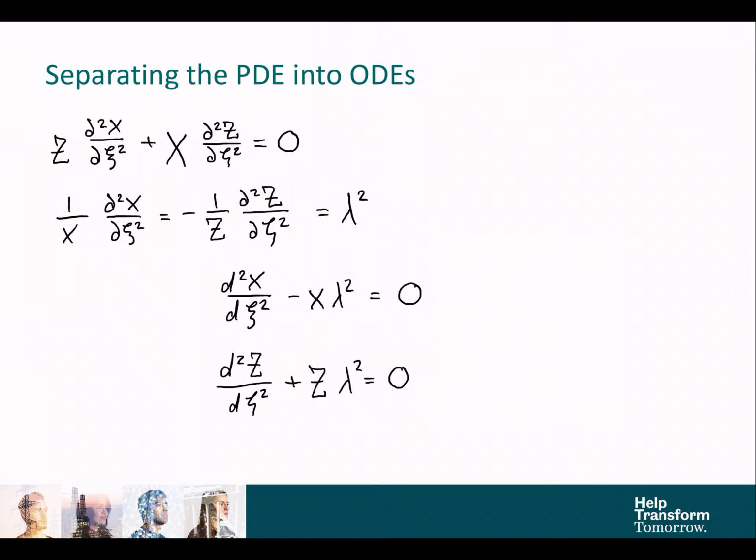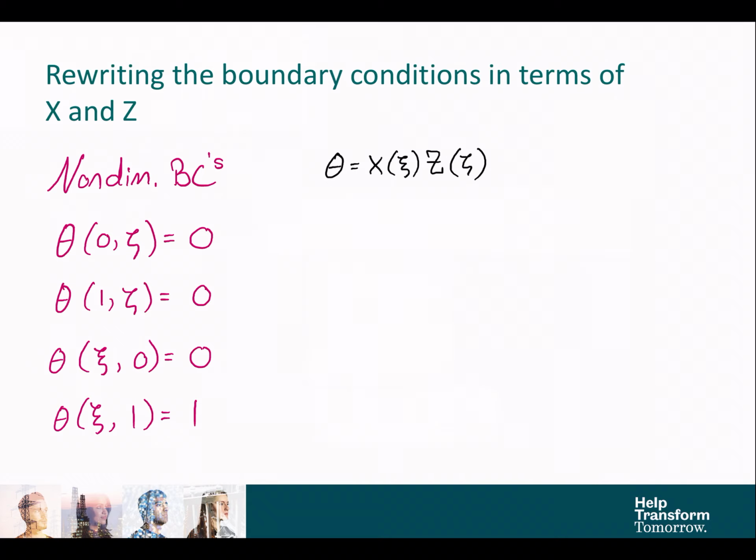So we can now write all of the X terms in the form of one equation and all of the Z terms in the form of another equation. And what's significant here is that we've gone from having two partial derivatives to having two ordinary differential equations. And that's something that we can actually solve. The last thing we're going to do, since we've made this X-Z transformation for a separation of variables solution, is rewrite the boundary conditions in terms of X and Z.